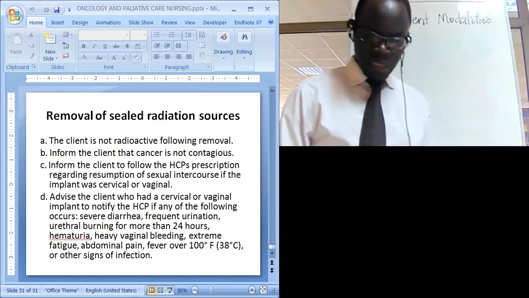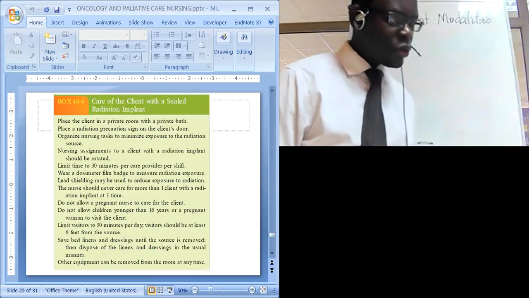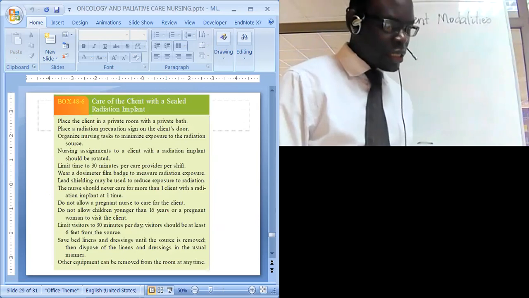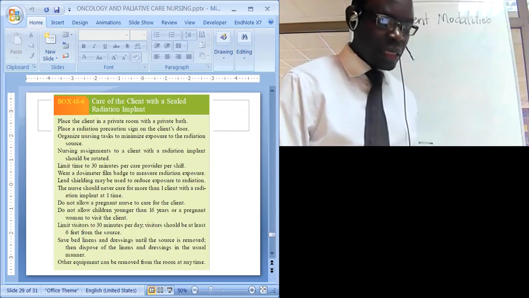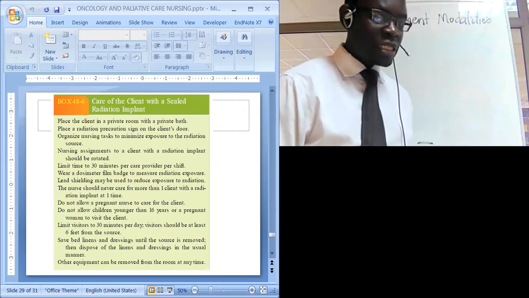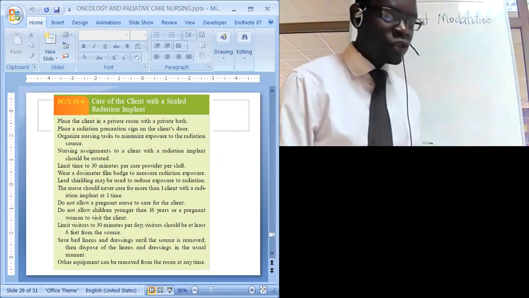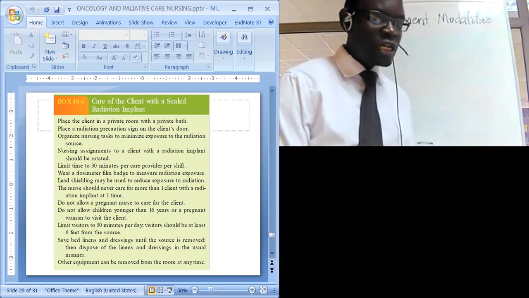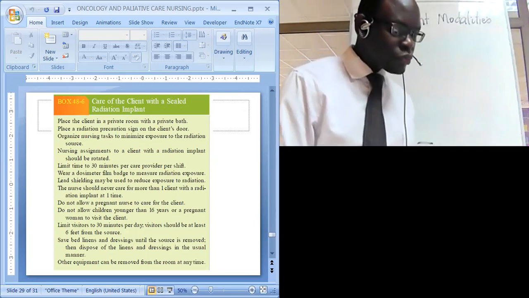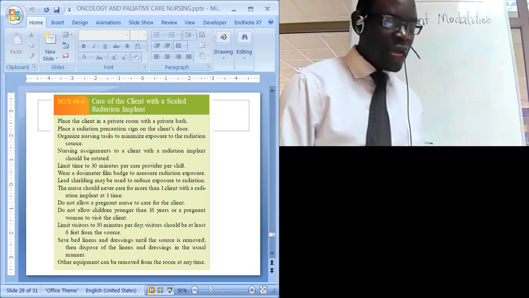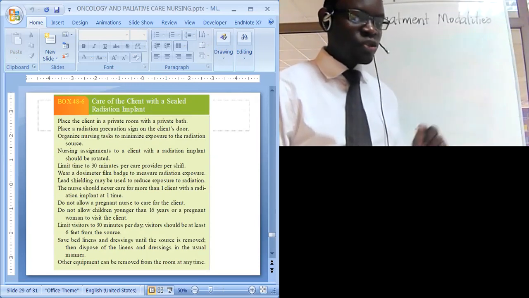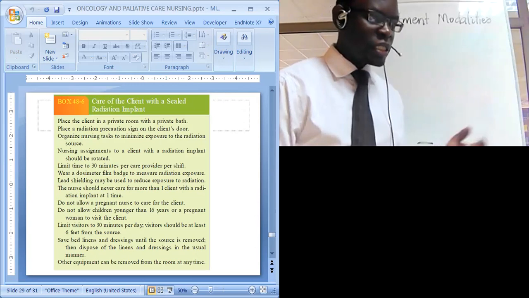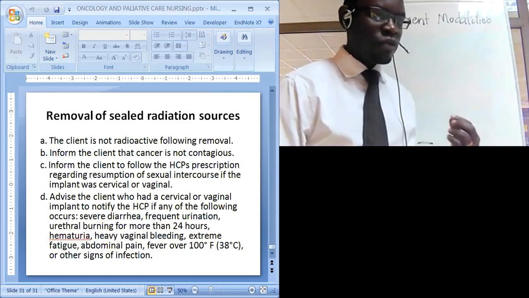The other thing that is also very important in the care of someone who has a sealed radiation implant, which is probably not in here, is that when it moves out, the nurse should never put it back and should never pick it up with their hands. They usually use lead tongs and put it in a lead container, and then inform the physician who put it in earlier to come back and probably insert it. So the nurse should never put back the sealed implant in case it gets out of the patient.